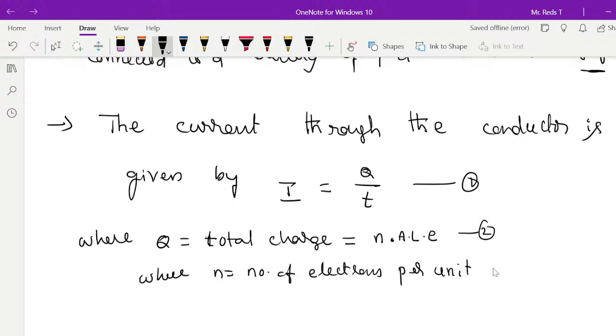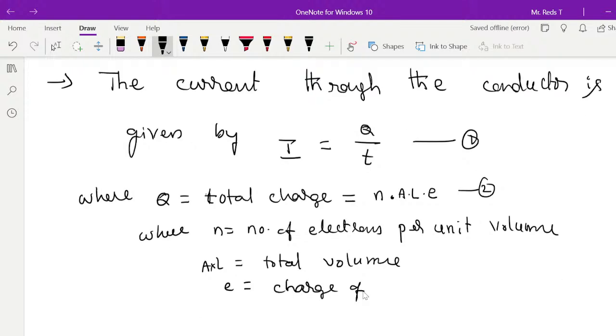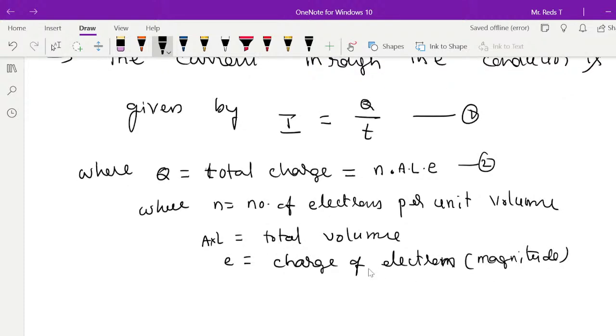Here n is per unit volume, and A into L gives the total volume. We are considering only the magnitude of the charge of the electron. So that gives the total charge which is passing per unit time.